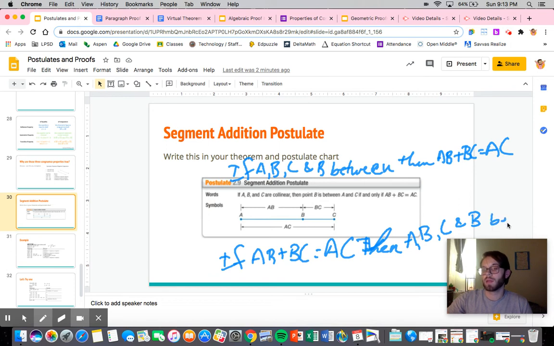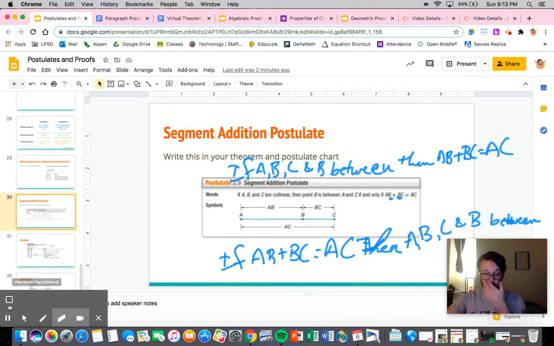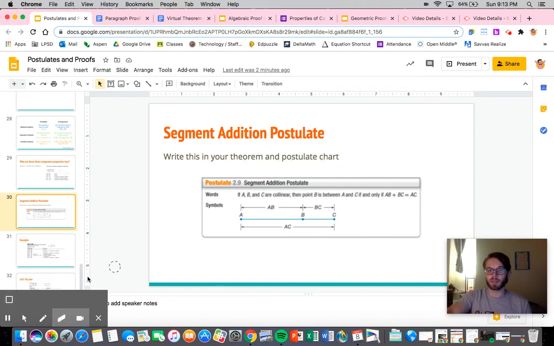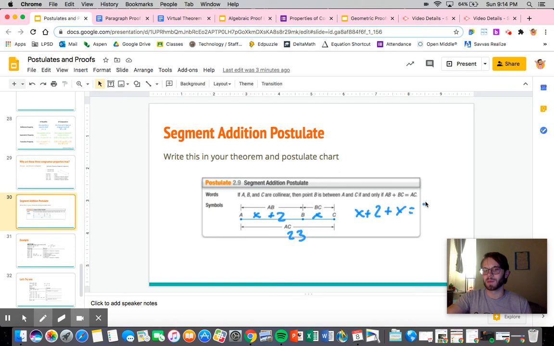All right. And if you ever want to know which one is the between one, look for the one that comes up in both, right? And then it's not in the final. So B is in both, it is in between. Okay. So really all this is saying, and you're going to get to practice a little bit with some of the measurements, is that if I have this part, like let's say this was x plus 2 and this was x, and the whole thing was 23, we could say that x plus 2 plus x is equal to 23, and solve it and so on and so forth. That's really all it's saying.